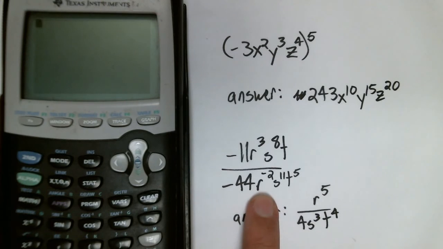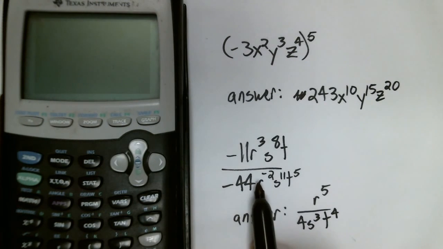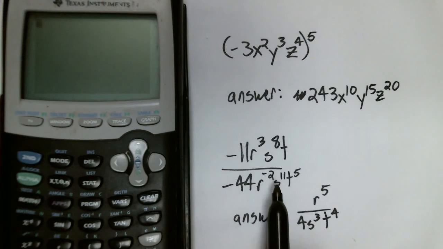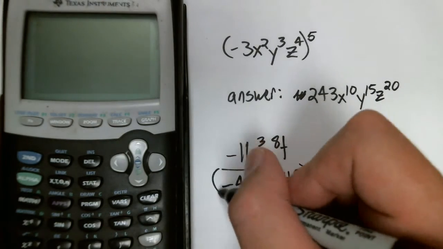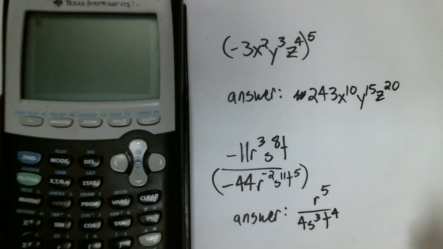Okay, so I'm going to plug in my original problem. Here's what you guys have to understand. You cannot just type in divided by negative 44, r to the negative 2, s to the 11, t to the 5, because your calculator will see that as multiplication. If there is more than one thing in the denominator, and I've got several things in the denominator, guys, you must put this in parentheses. I must put the denominator of my final answer in parentheses.